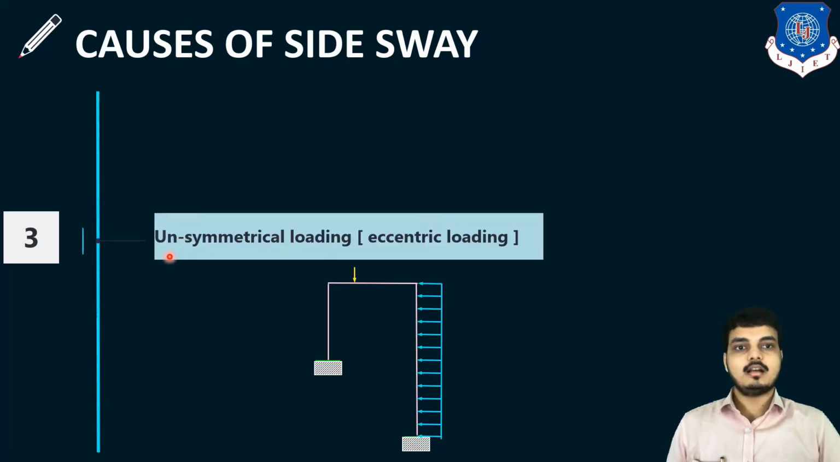Now our third condition is unsymmetrical loading, or say eccentric loading. Here you can see in a frame that an unsymmetrical kind of loading is given. Also you can see an eccentric kind of loading is given. By this also we can recognize that sway will occur in the columns of the frame. So the third point is unsymmetrical loading.